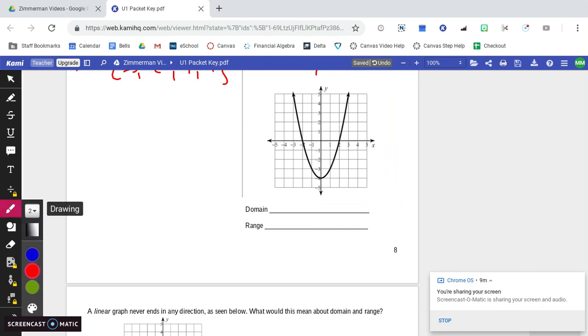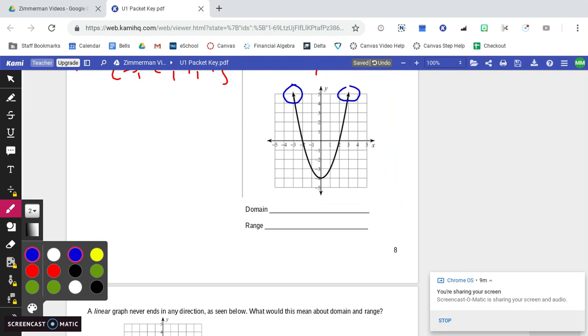Let's start with domain. These arrows at the ends of the graph are pointing both left and up. And this arrow is pointing both right and up. So the graph is going to continue to stretch out horizontally and stretch up vertically. If you can continue the graph to the left and the right, it never ends, we say that all real numbers can be used. So in this case, if we're talking left to right, that's for the x's, the domain.